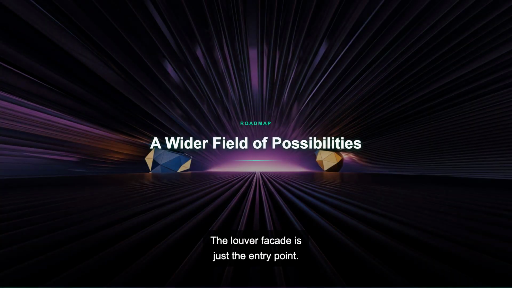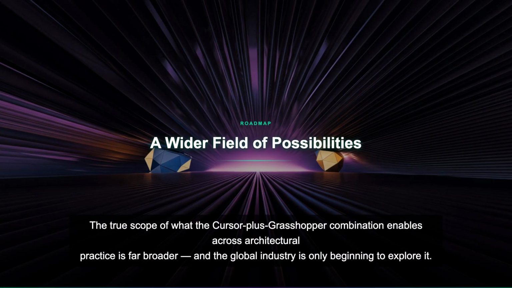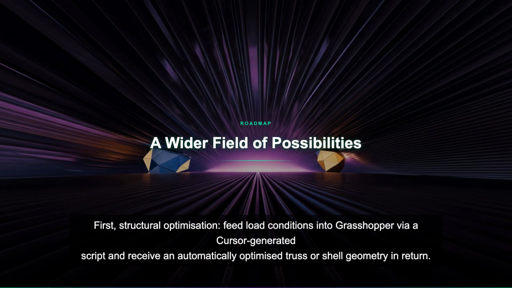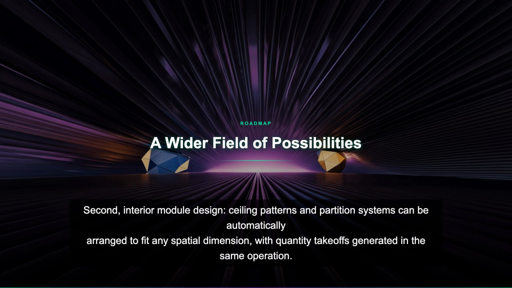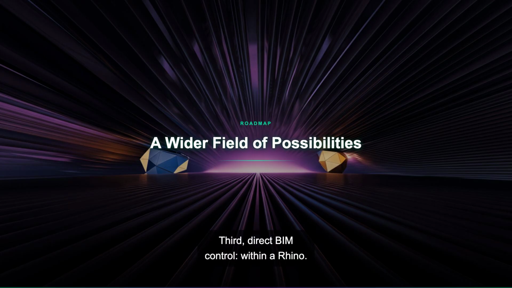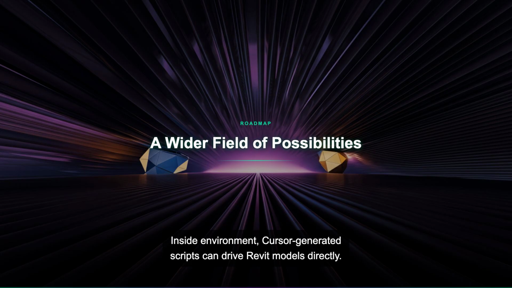The Louvre facade is just the entry point. The true scope of what the Cursor plus Grasshopper combination enables across architectural practice is far broader, and the global industry is only beginning to explore it. First, structural optimization. Feed load conditions into Grasshopper via a Cursor-generated script and receive an automatically optimized truss or shell geometry in return. Second, interior module design. Ceiling patterns and partition systems can be automatically arranged to fit any spatial dimension, with quantity takeoffs generated in the same operation. Third, direct BIM control within a Rhino.inside environment.